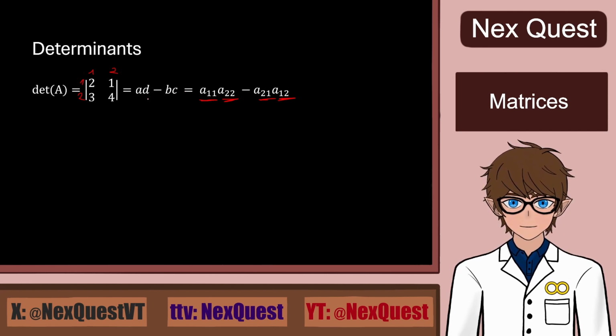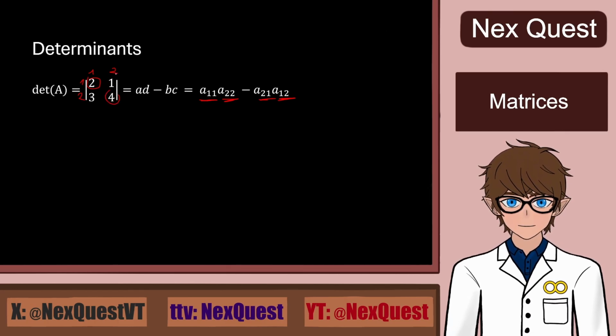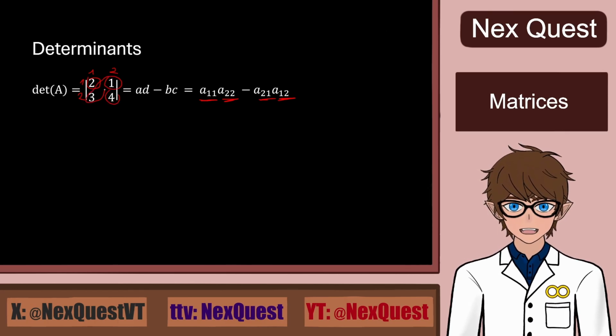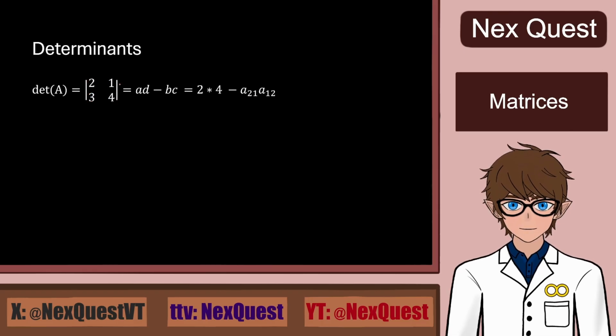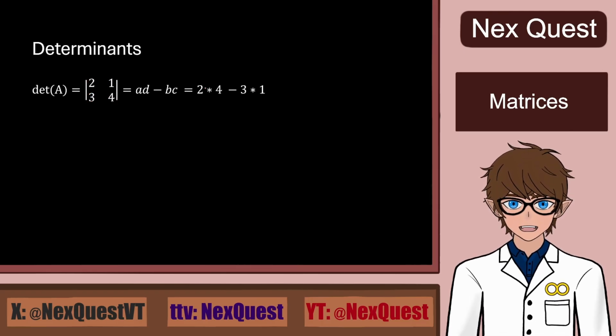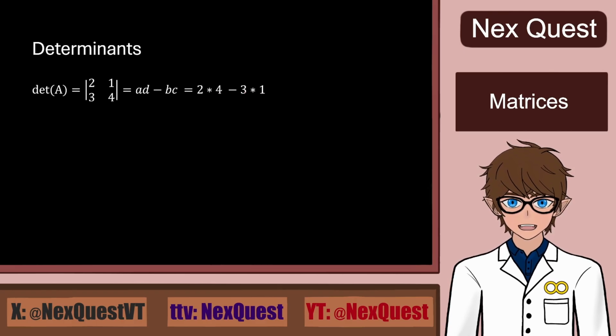So we will have these two elements multiplied together and added, or to add to that, we will add a negative value of these two elements multiplied together. So basically 2 times 4 minus 3 times 1, and that equals 8 minus 3.